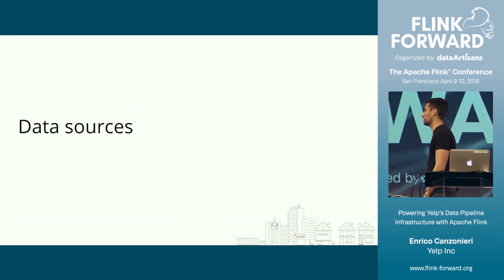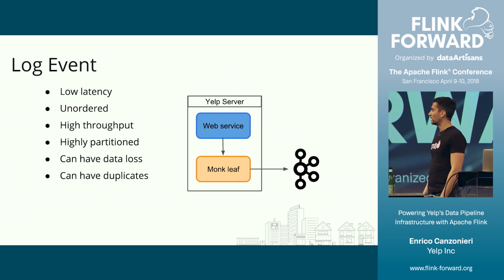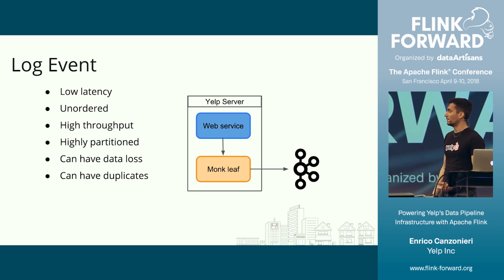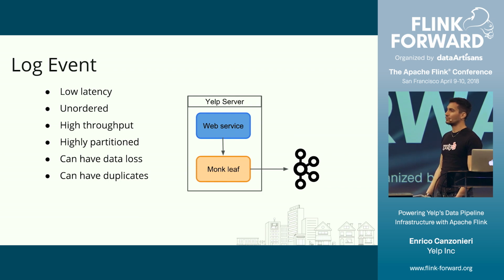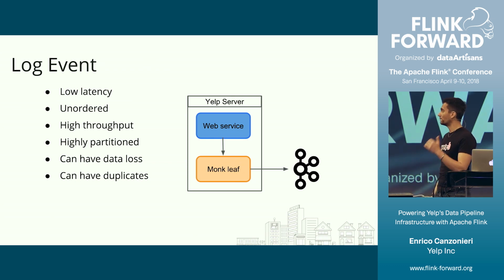We can distinguish between two main data sources at Yelp. One is what we call a log event. This is generated in the context of any web request and is usually online. And the properties are that it's usually very low latency. So imagine that we produce hundreds or thousands of these events per web request. So this needs to be super fast.